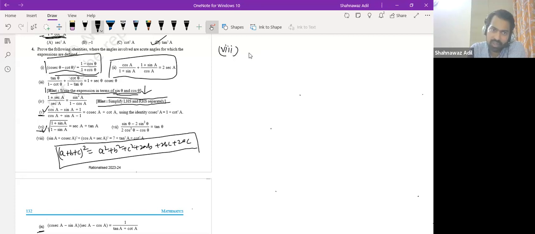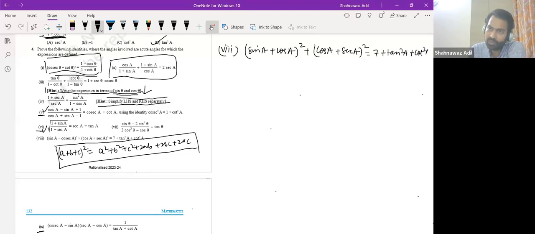Eighth question: (sin A + cosec A)² + (cosec A + sec A)² = 7 + tan² A + cot² A. Right, so we have to prove this. What we can do is simplify the LHS, right, guys? Yes, sir.